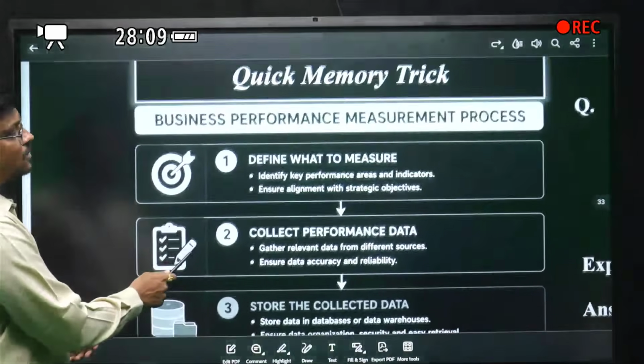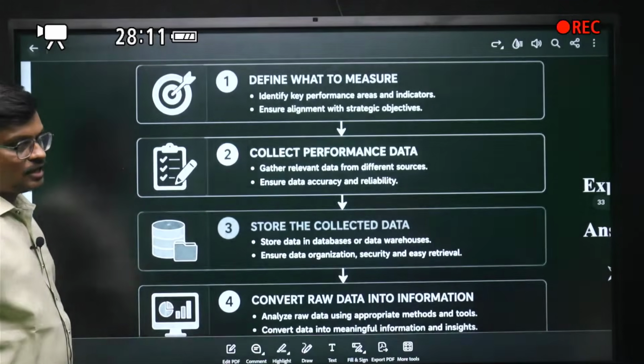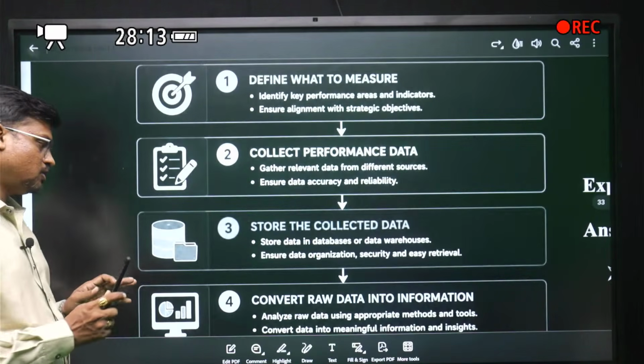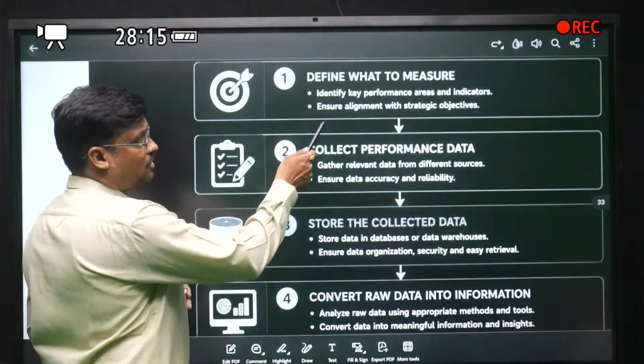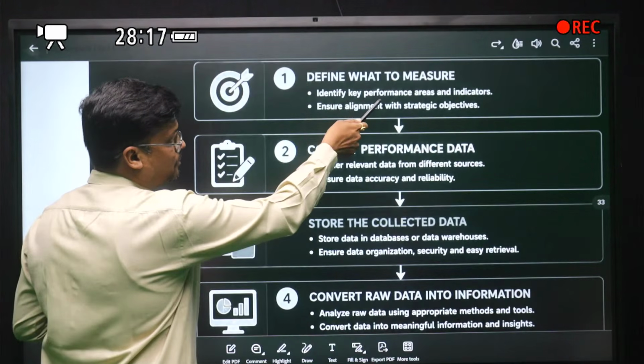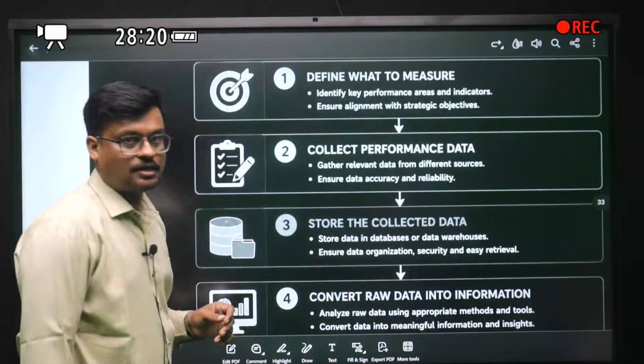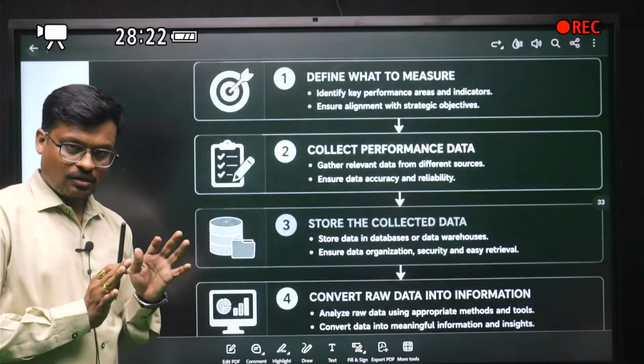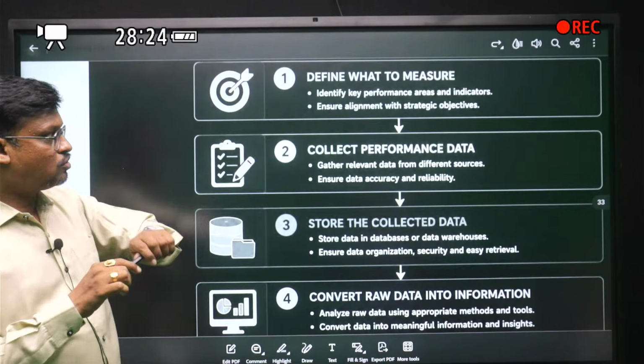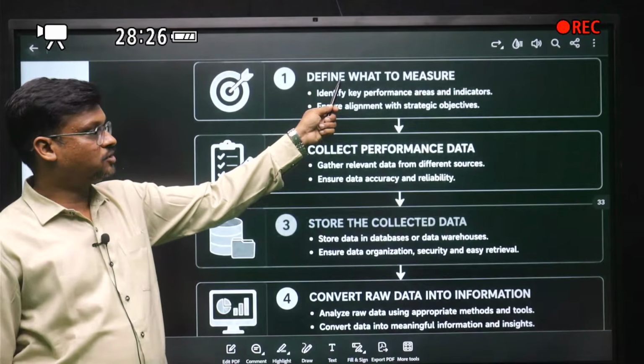Now a quick memory trick. First one, define what to measure. So first you need to know what you are supposed to measure, and you have to identify the key performance areas or indicators here, which are impacting the growth of the organization. Those things you need to measure. That is the first one.